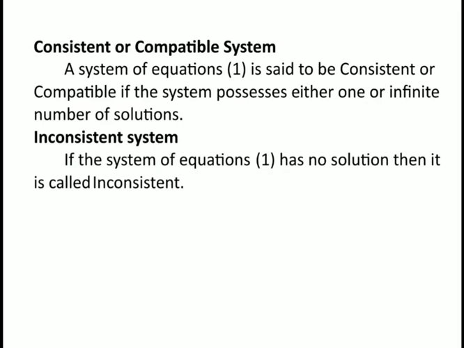Next, let us see about the consistency of the system of equations. A system of equations is said to be consistent if the system possesses either one or an infinite number of solutions. Means, if a system of equations has a solution, that is, either infinite solutions or a unique solution, then we can say that the system is consistent. And inconsistent means if the system has no solution, then it is called inconsistent.